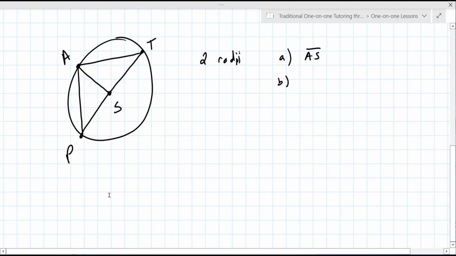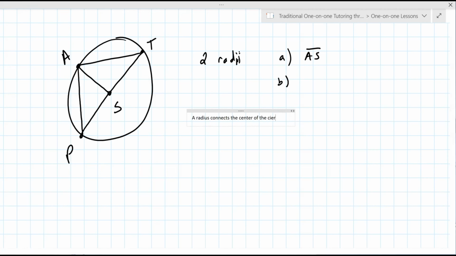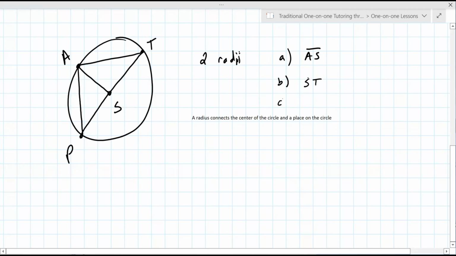I think that's going to be PT. Okay, so let me type it, PS. A radius connects the center of the circle and a point on the edge. There's one, I just remember there is ST. Okay, that's correct, ST. Now there's also, and you just mentioned it, SP. Those are also good.